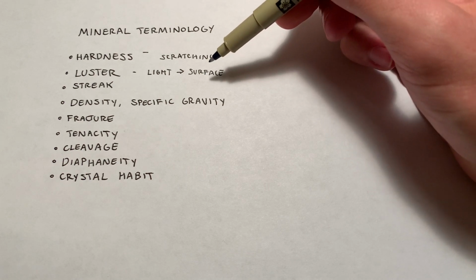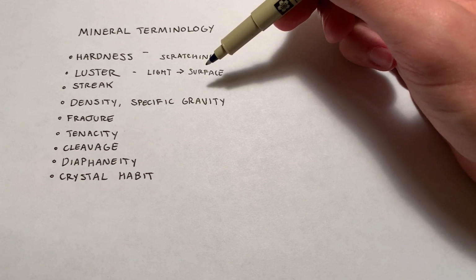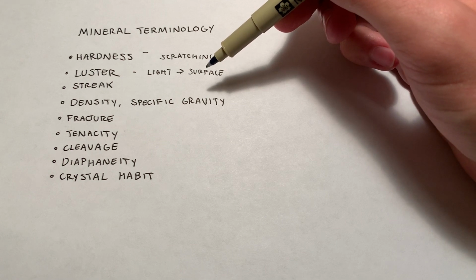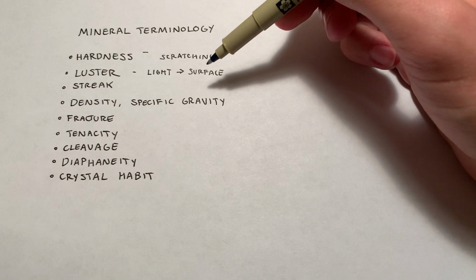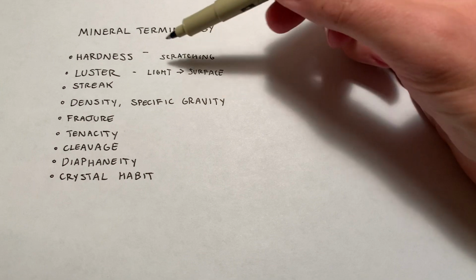So luster is all about light and how light interacts on the surface of the mineral. Pretty simple. Defining what you mean by certain lusters can get a little bit hairy. Oh, is it vitreous or is it subvitreous? Just getting familiar with them will allow you to see the differences, and nobody's going to throw a fit if you call something vitreous or subvitreous. But you should know there's a little bit of nuance in there.